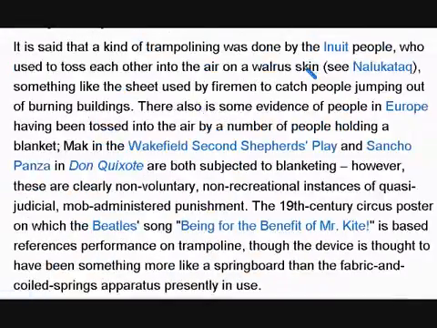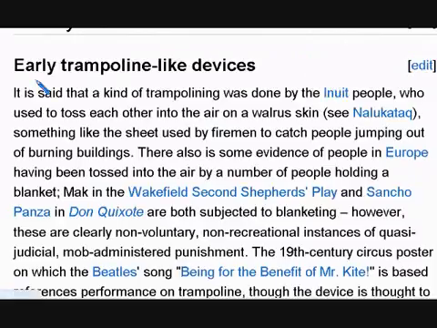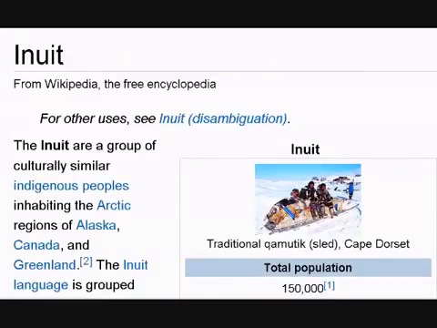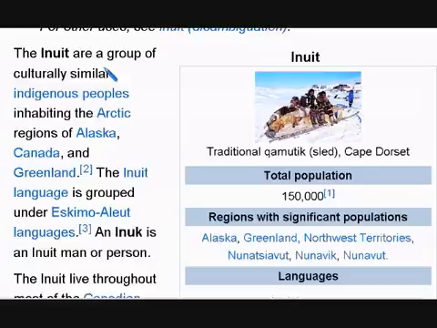Let's click on Inuit. Here's the Inuit people. So they would have, here's some fur here, and they would take this fur and they would jump on the fur and shoot themselves up, apparently. I see the Inuit are a group of culturally similar indigenous peoples inhabiting the Arctic regions of Alaska, Canada, and Greenland.